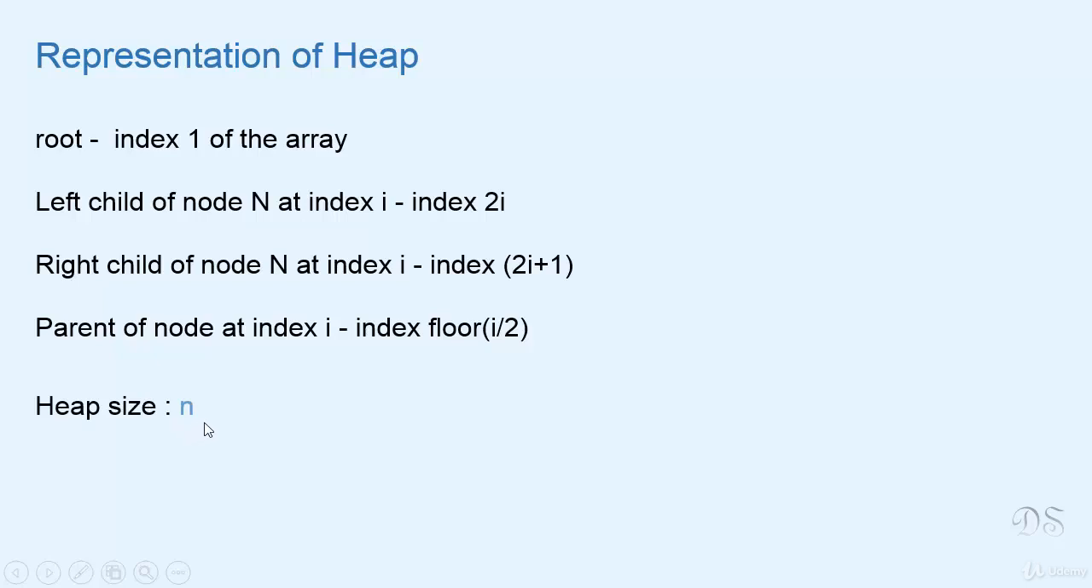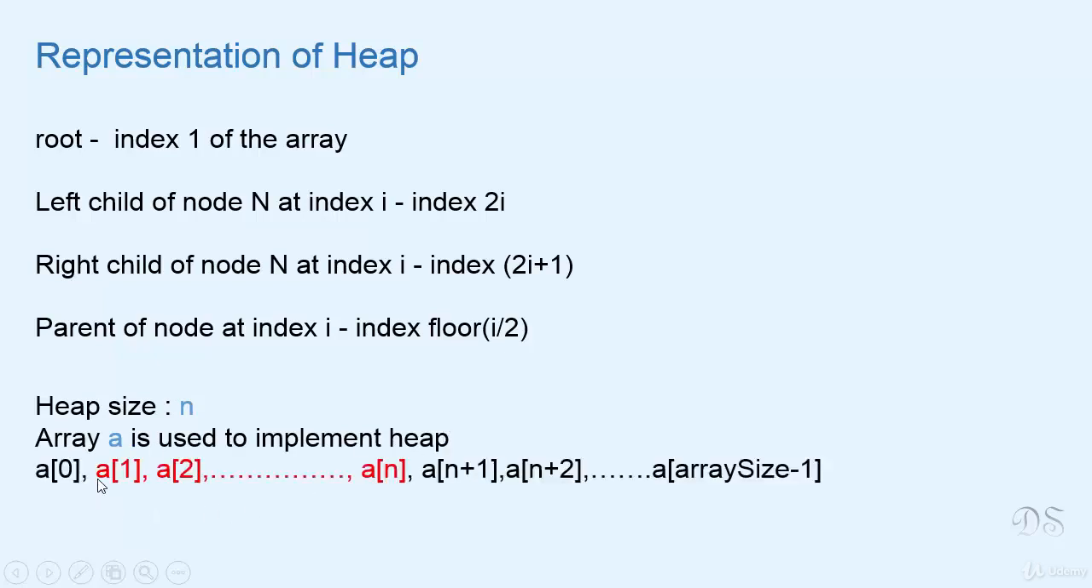We'll maintain the size of a heap in a variable. Suppose n denotes the heap size, and this array A is used to implement the heap. Then the elements from A[1] to A[n] represent the heap values. The values of this array after this index n may contain valid entries, but they are not part of the heap. Only this portion of the array represents the heap. We'll use index 0 of the array to store a sentinel value.